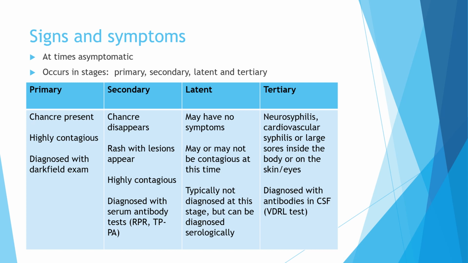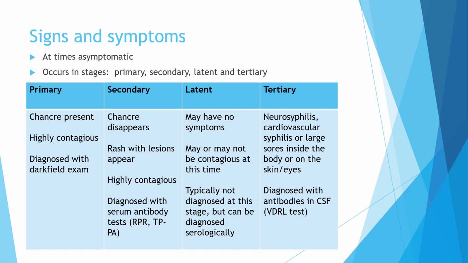In secondary syphilis, this develops about 6 to 8 weeks after contact with an infected person. The chancre at this point disappears and lesions will be apparent in the eyes, joints, and central nervous system. There is a rash that appears on the palms of the hands and of the feet. This can be diagnosed with serum antibodies such as RPR or TPPA testing.